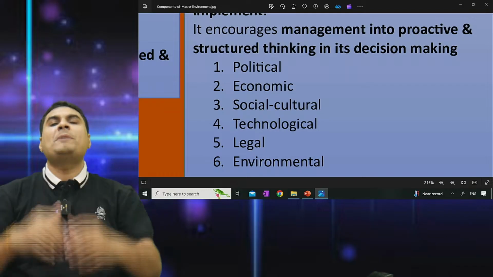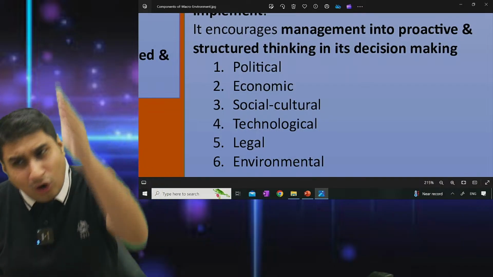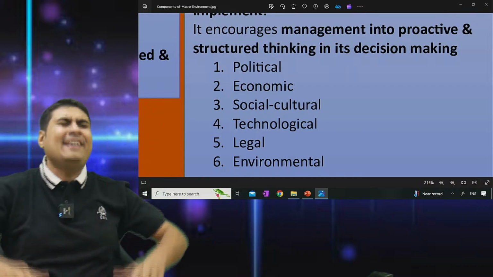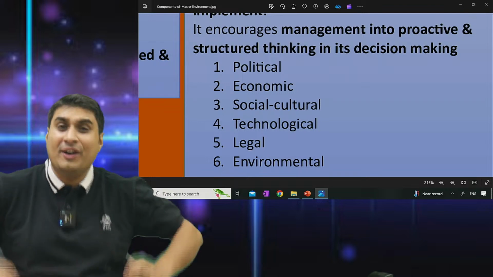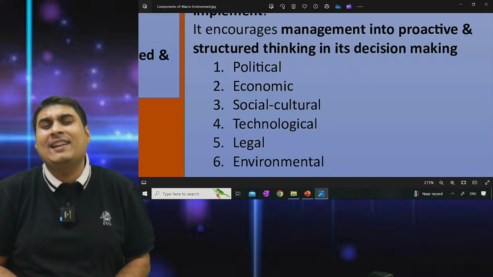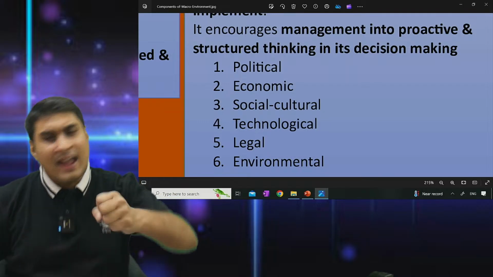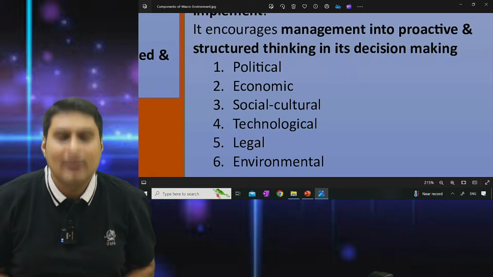PESTLE. What is PESTLE? You will tell me. Nothing but a brief description of macro factors. All factors you already know. P for political, E for economic, S for socio-cultural, T for technological, L for legal, E for environmental.